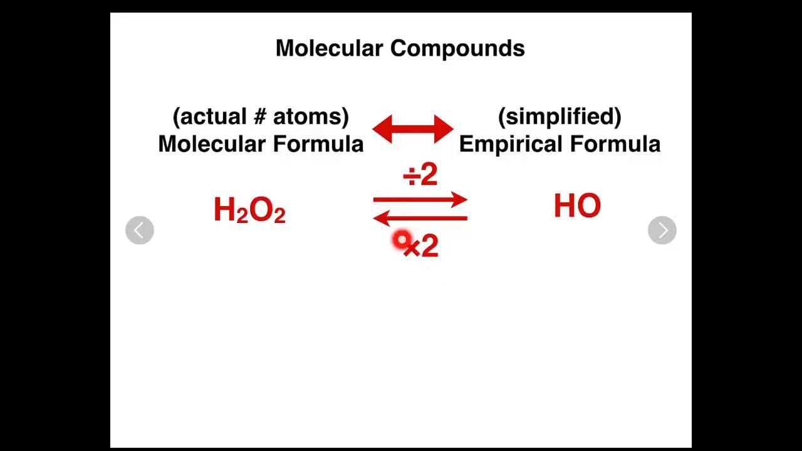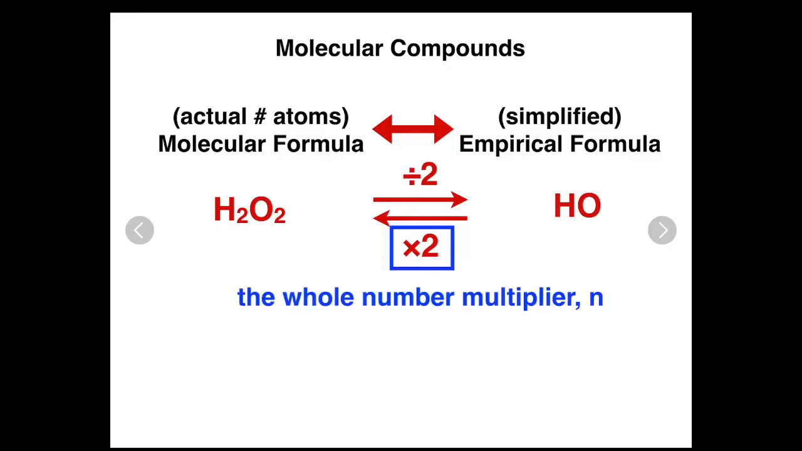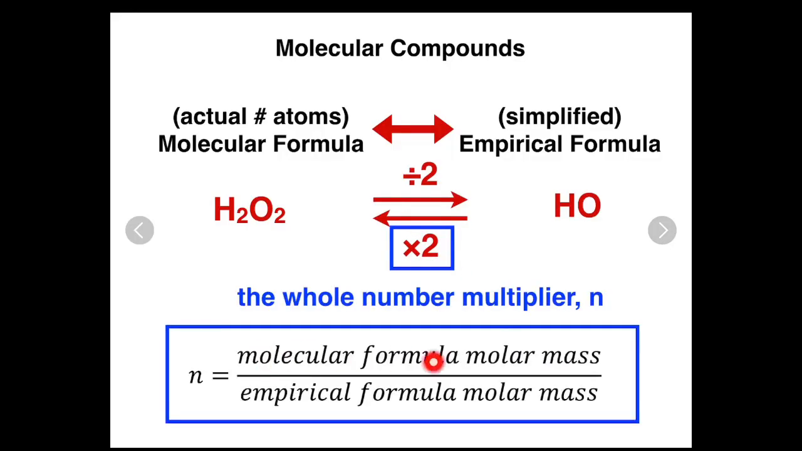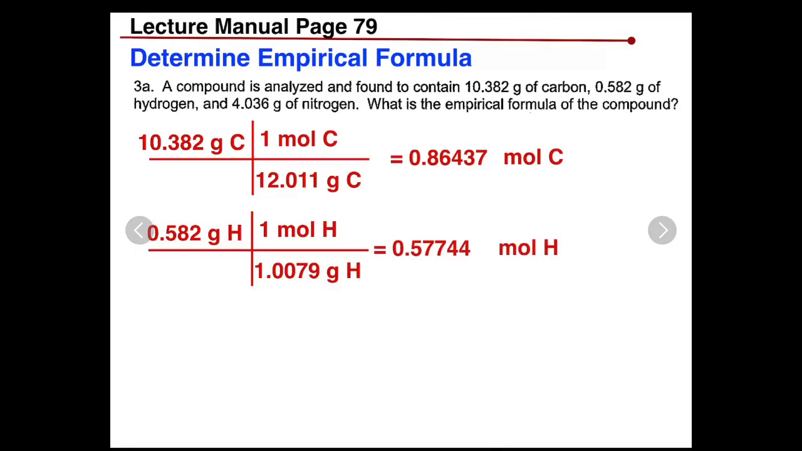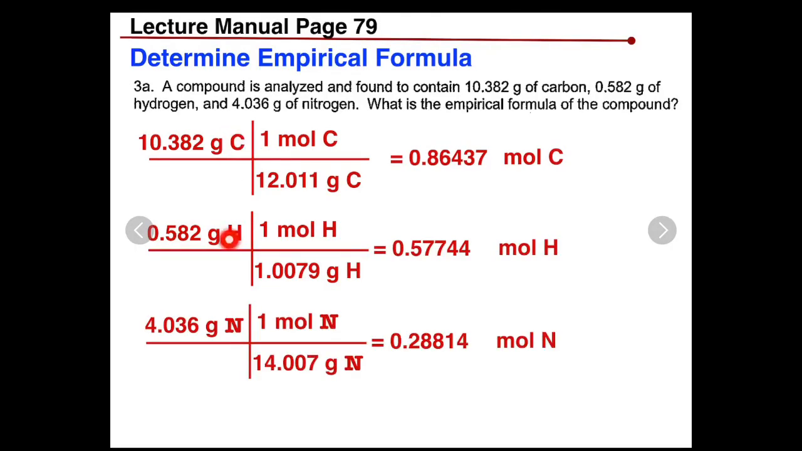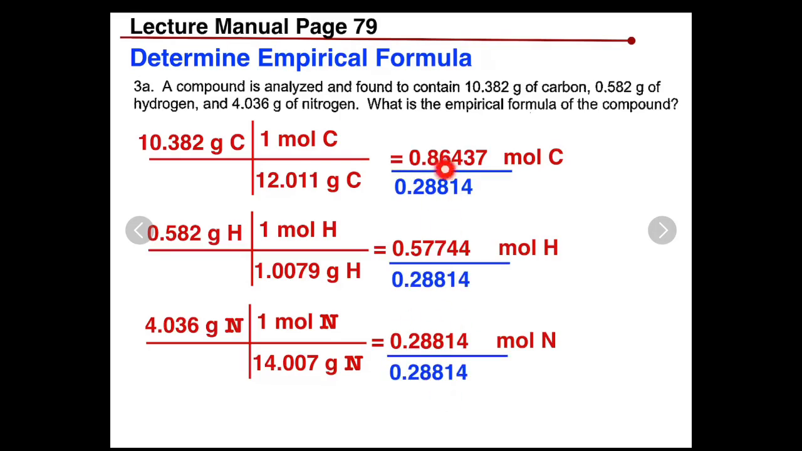The multiplier that you need to determine is going to come from the mass of the actual molecule divided by the mass of the empirical formula. Let's take a look at this. Let's look at the determination of an empirical formula that contains carbon, hydrogen, and nitrogen. I'm going to set up the same thing that we did earlier. You are going to convert each of these grams into moles. The second step is to convert moles into a mole ratio by dividing by the smallest number. So this is the smallest number, and we're going to divide all of these by it.